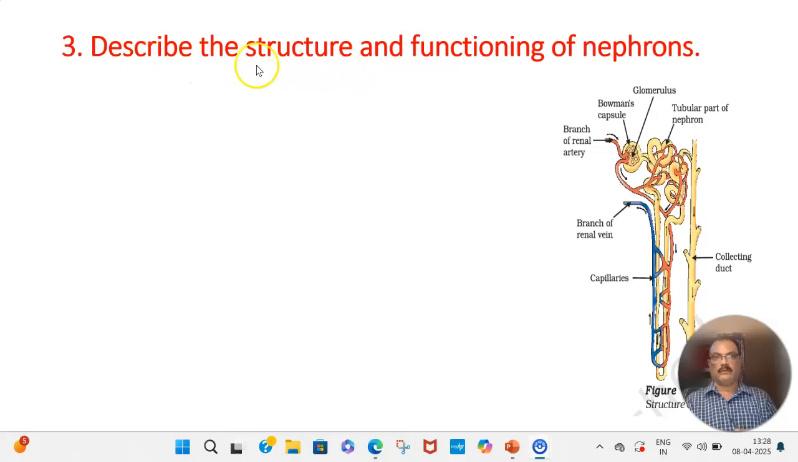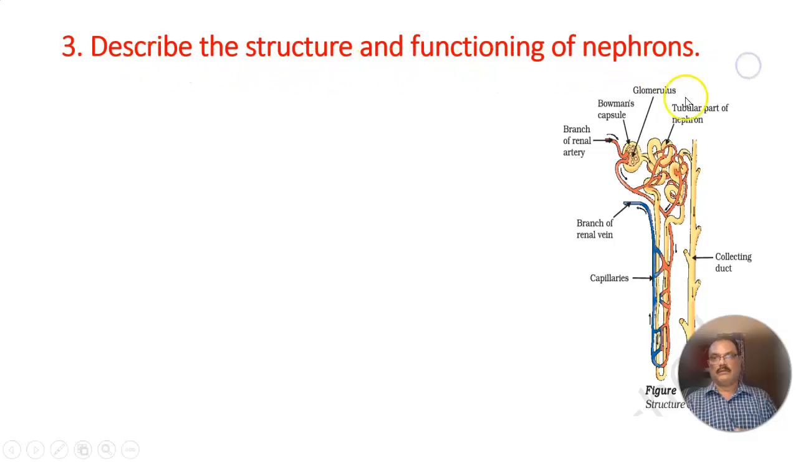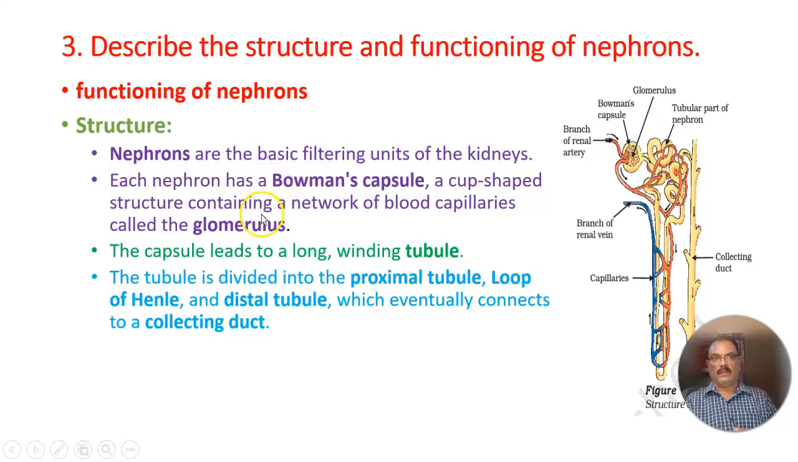1. Describe the structure and functioning of nephrons. Structure. Nephrons are the basic filtering units of the kidneys. Each nephron has a Bowman's capsule, a cup-shaped structure containing a network of blood capillaries called the glomerulus. The capsule leads to a long, winding tubule. The tubule is divided into the proximal tubule, loop of Henle, and distal tubule, which eventually connects to a collecting duct.